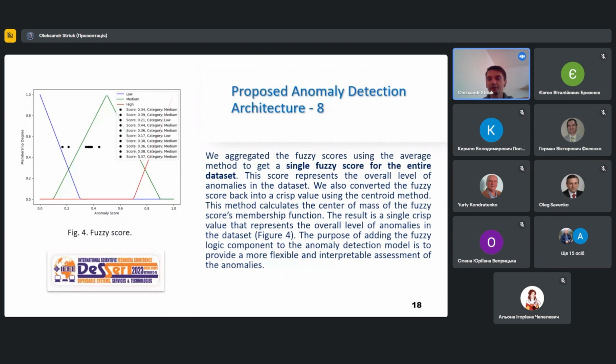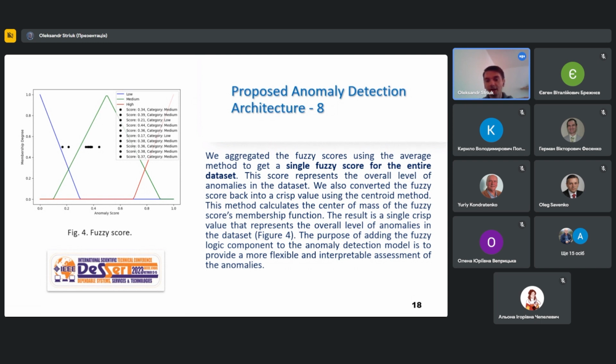We aggregated the fuzzy scores using the average method to get a single fuzzy score for the entire dataset. This score represents the overall level of anomalies in the dataset. We also converted the fuzzy score back into a crisp value using the centroid method. This method calculates the center of mass of the fuzzy score's membership function. The result is a single crisp value that represents the overall level of anomalies in the dataset, figure 4.